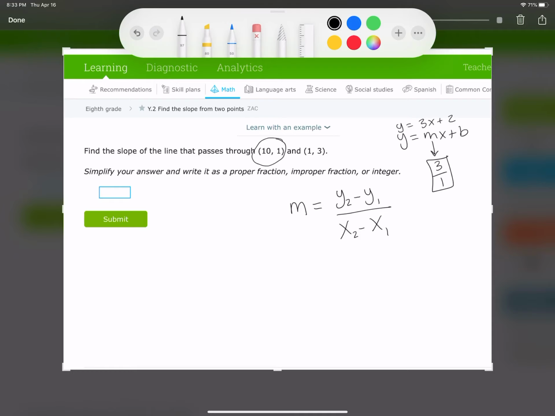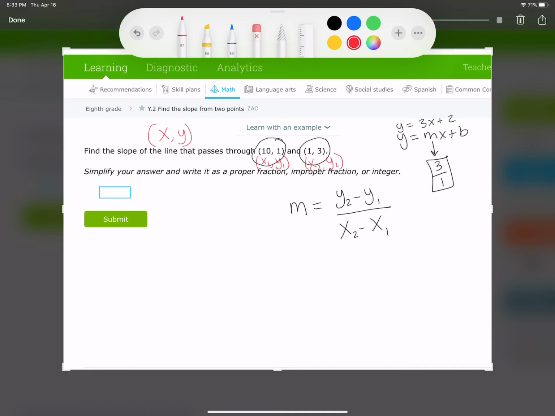Here's your first point. Here's your second point. So you just have to label your first point and your second point. So your first point, that would be, remember, when you write a point, it's always x comma y. So if you have 2 points, you have to categorize them. This is my first x, x1, and this is my first y, y1. And your second point, that's your second x, and that's your second y.